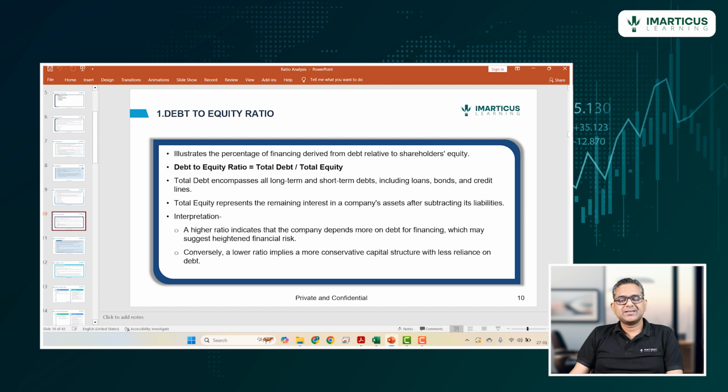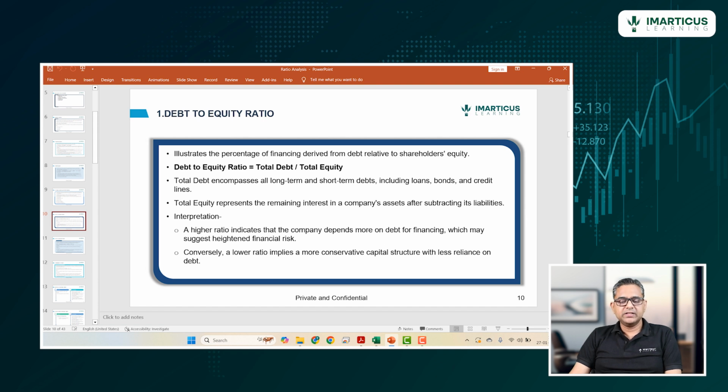So my debt is 10% of equity, which is very much manageable and should not create problems for the company in the long run, right? So this is what this ratio measures. What is the total amount of debt funding the company has divided by what is the total amount of shareholders equity. Total debt encompasses all long-term and short-term debts, including loans, bonds, and credit lines.